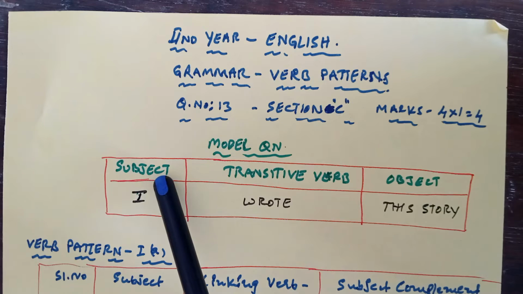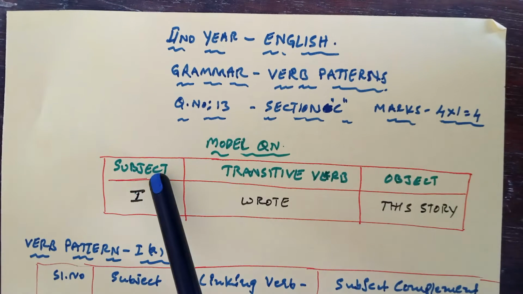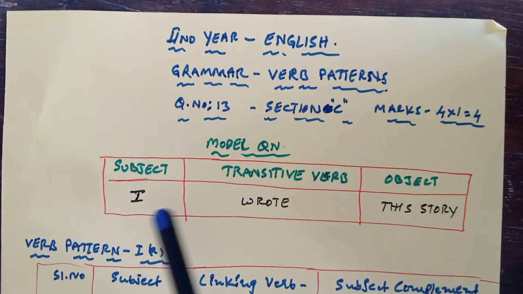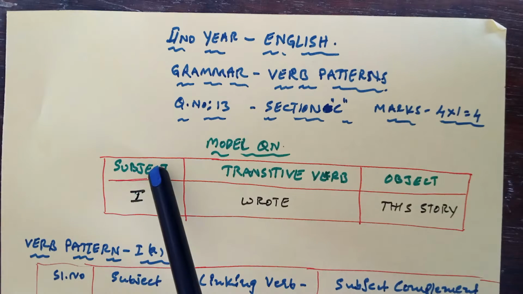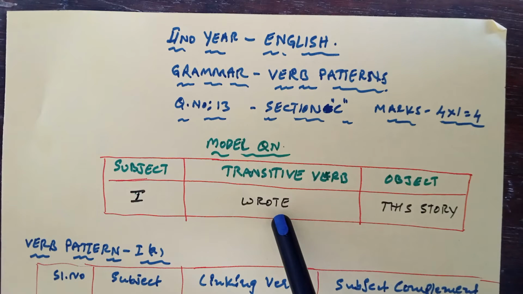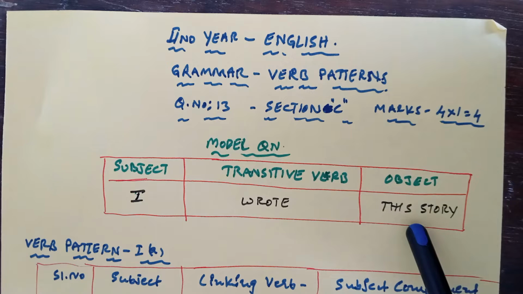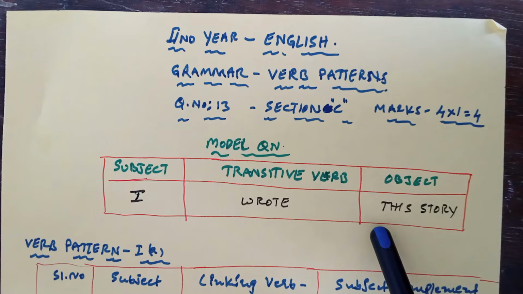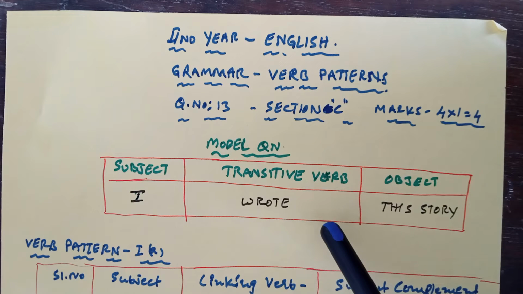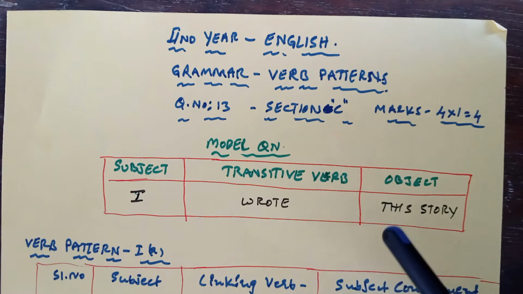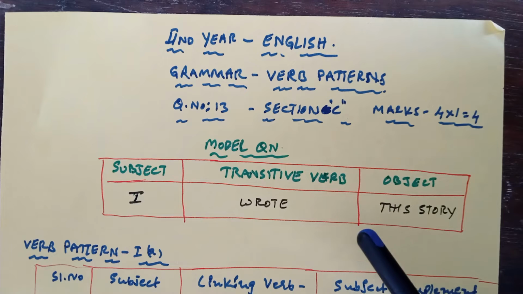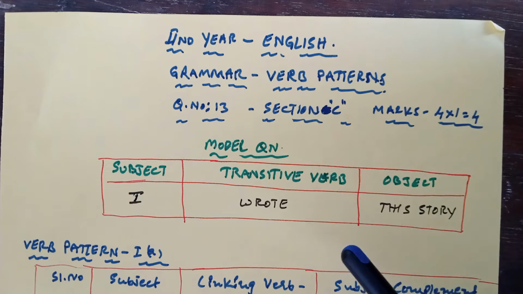Here it contains a subject, transitive verb, object. In transitive verbs we use V1 and V2 forms of verbs. Subject: I, transitive verb: wrote, object: this story. This is the model question given in the question paper. Based on it, it is your responsibility to write 4 more sentences on your own in the same structure. Write down more than 4 so that you don't lose any marks.